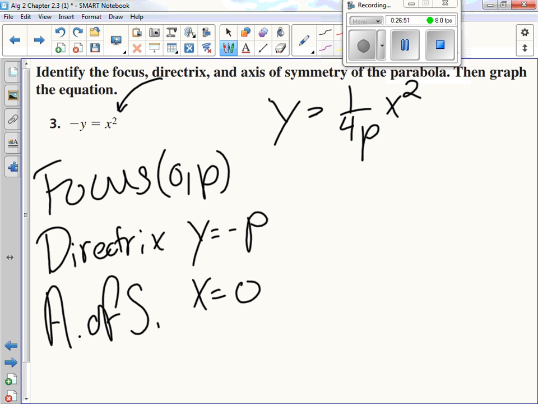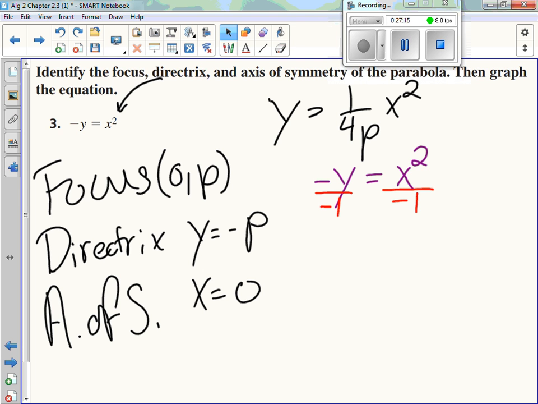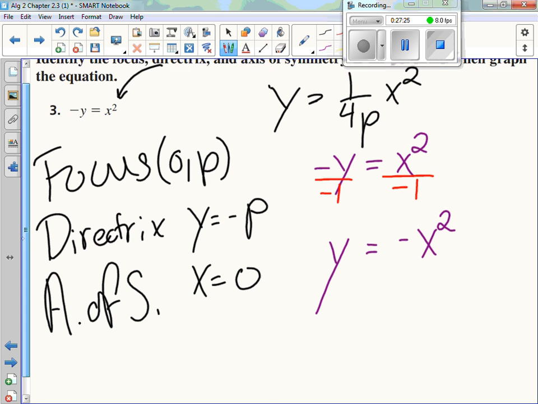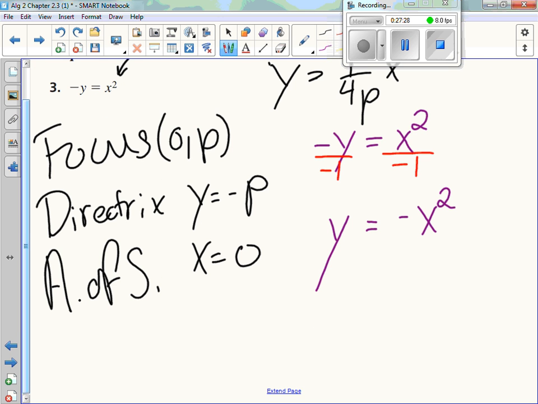Now let's look at the equation they gave us. Negative y equals x squared. So unfortunately for this one here, it's not quite by itself. The variable we want by itself, y, is not quite by itself. It has a negative 1 with it. So we need to make it positive by dividing both sides by negative 1. A negative divided by a negative is a positive. Here, we get negative x squared. We get y equals negative x squared.